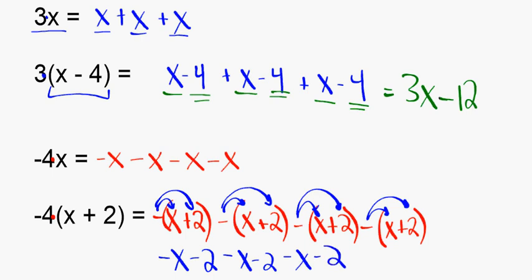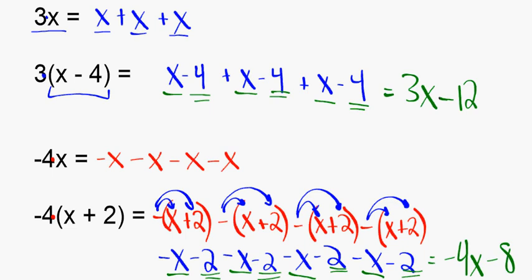each 4 separate times. So negative x minus x minus x minus x is the same as subtracting x 4 times. And then I have negative 2 minus 2 more is negative 4, minus 2 more is negative 6, minus 2 more makes negative 8.